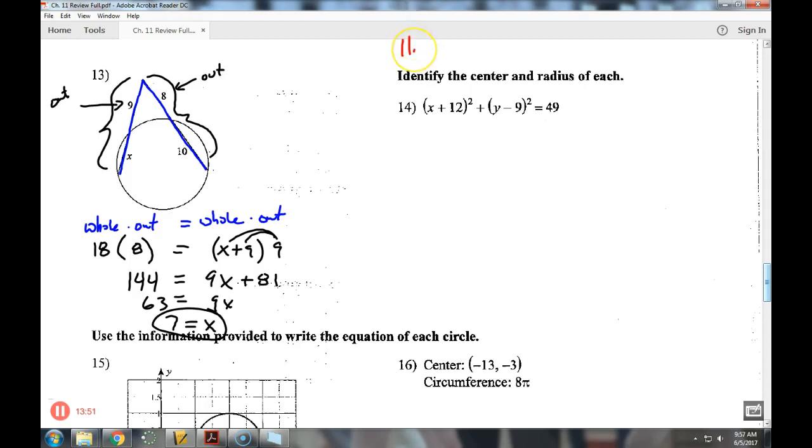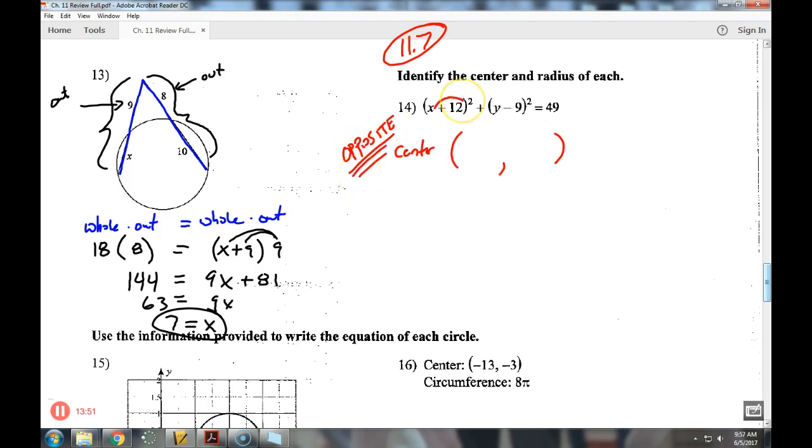Alright, now we move into the last section. This was 11.7, the circle equations. These should go pretty fast. I don't think they're too rough. So remember that the key with the center is it's opposite. That's what you got to remember. That's the big thing here, is it's opposite from what you would think.